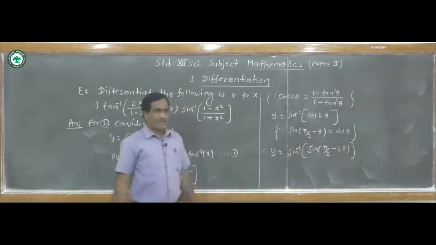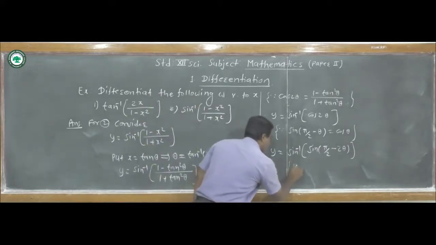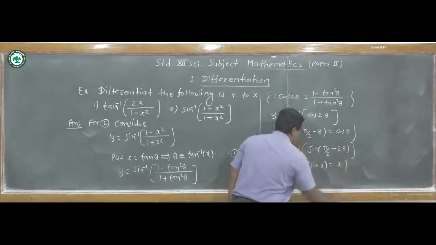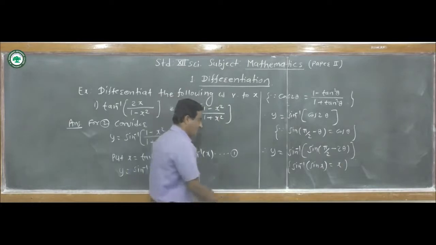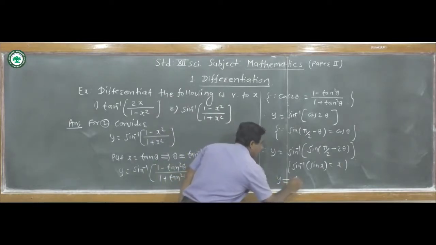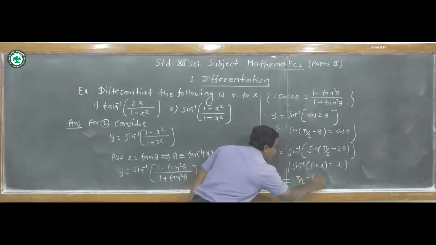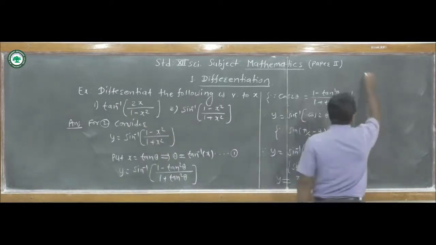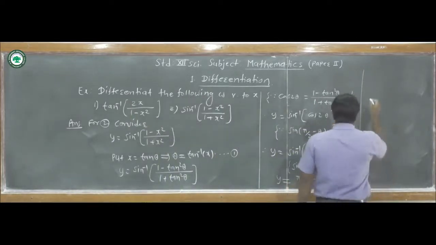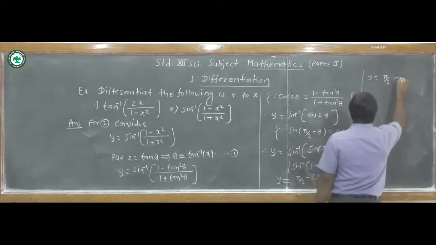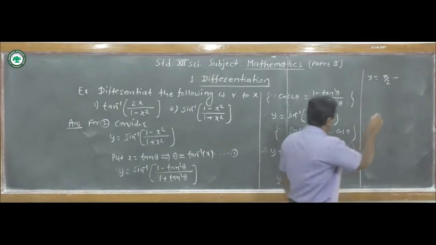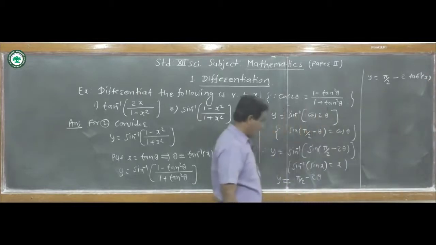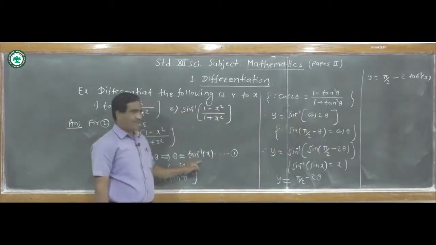Okay, now we use the formula sin inverse of sin x is equal to x. Using this formula we can write here y is equal to pi by 2 minus 2 theta. Now put the value of theta here from equation first. That is y is equal to pi by 2 minus 2 into tan inverse of x. From equation 1, the value of theta is tan inverse of x.